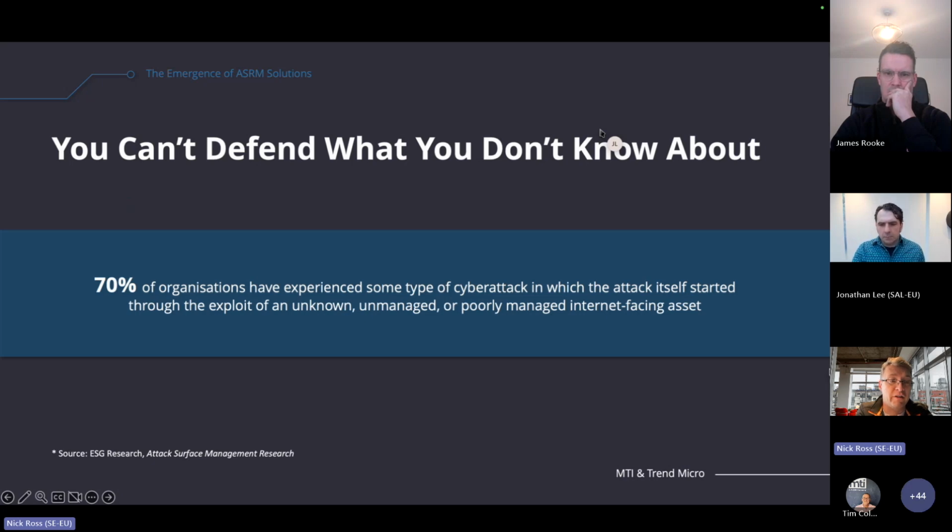And this is quite an interesting stat from ESG, from some threat management research that was done recently, where it was found that over 70% of organizations actually experienced some sort of cyber attack, in which the attack itself started with the exploit of an unknown, unmanaged, or poorly managed or configured internet-facing asset. I suppose the reality is, going back to the point I made earlier, organizations have spent a lot of good money on cybersecurity tooling that effectively is doing a good job, but that's only protecting the assets that the organization knows about and therefore is prioritizing.